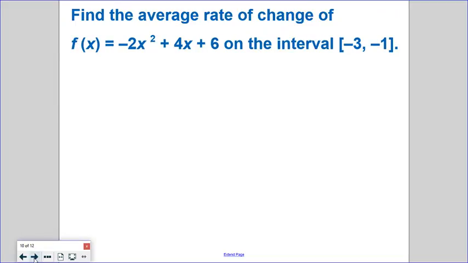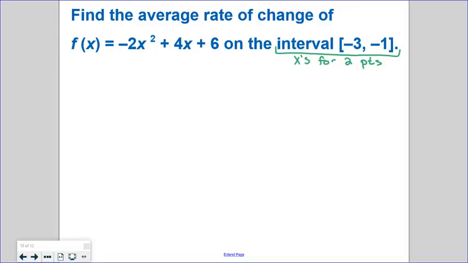So here's what a question for average rate of change will look like. Find the average rate of change, which we are now going to read as find the slope, right? The average rate of change of the function f of x equals negative 2x squared plus 4x plus 6 on the interval from negative 3 to negative 1. This is the part you're going to look for. They're going to tell you the interval that this is happening on. That is the x's for our 2 points. Whatever interval they tell us is the x's.